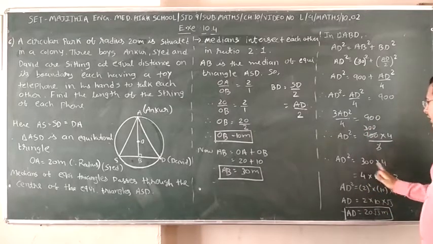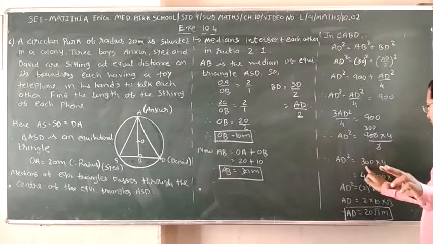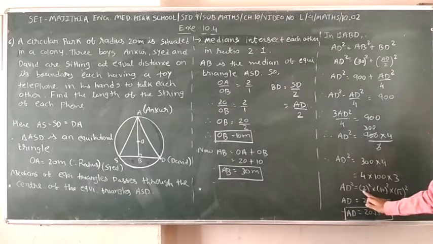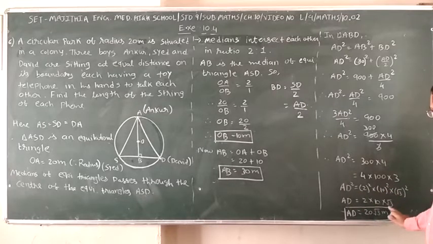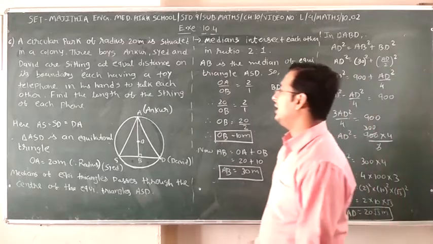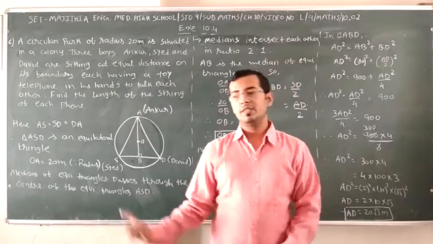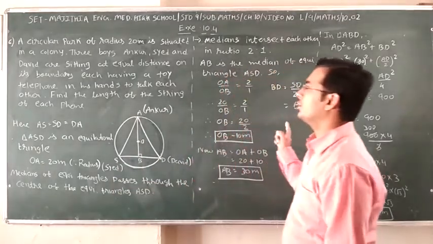We get 300. Okay, now we have to take the square root. Square root of 4 is possible, that is 2. 300 means 100 into 3. Square root of 100 is 10. 3 means root 3 square. So now taking the square root, the square is removed: 2, 10, root 3. 10 twos are 20, root 3 as it is, meter. So the answer is AD is equal to 20 root 3 meter. So the length of the string of each phone is 20 root 3 meter. That is our final answer. So you have to note it down.